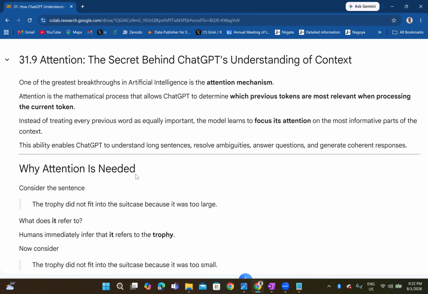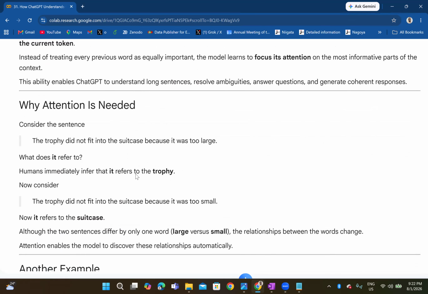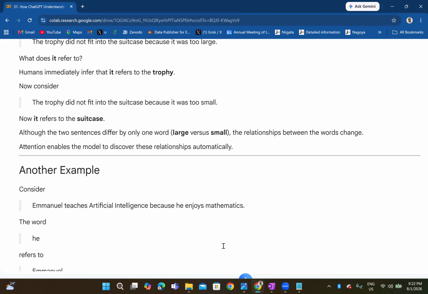Now, why is attention needed? Consider the sentence: "The trophy did not fit into the suitcase because it was too large." What does "it" refer to? Humans immediately infer that it refers to the trophy. Now consider: "The trophy did not fit into the suitcase because it was too small." Now "it" refers to the suitcase. Although the two sentences differ by only one word, large versus small, the relationship between the words changes. Attention enables the model to discover these relationships automatically.